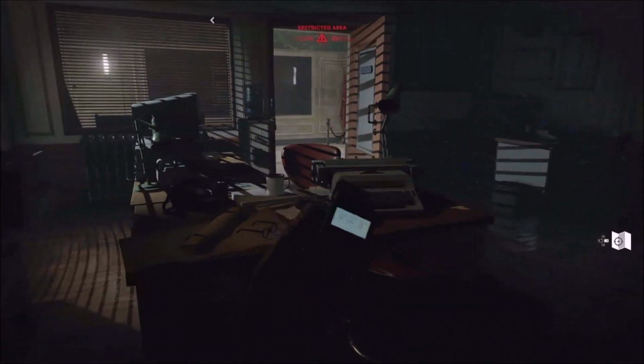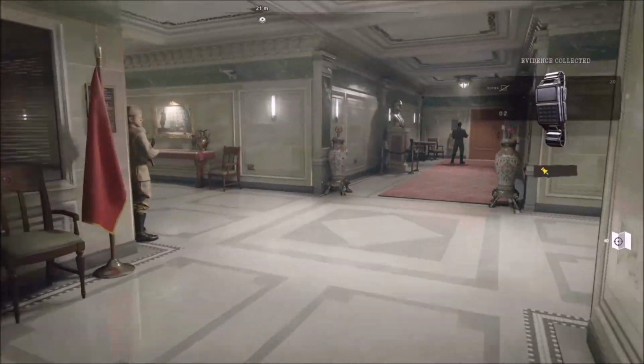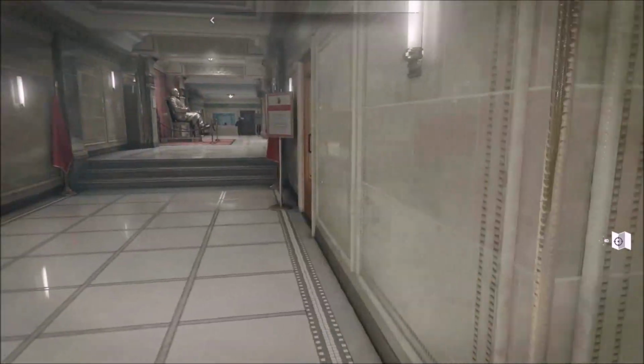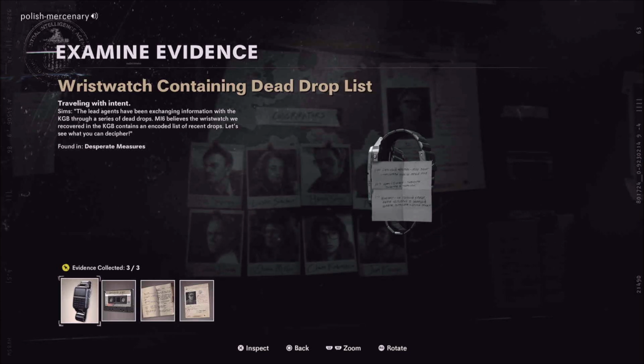If you go into any of the other rooms first, it might despawn the watch, and the watch might spawn somewhere else. But the easiest place that I found to get it is the war room, right after you disable the cameras. Okay, so here's how you figure out exactly who the suspects are.